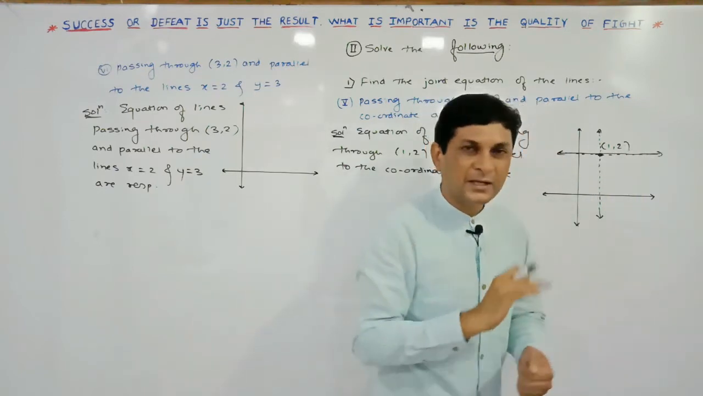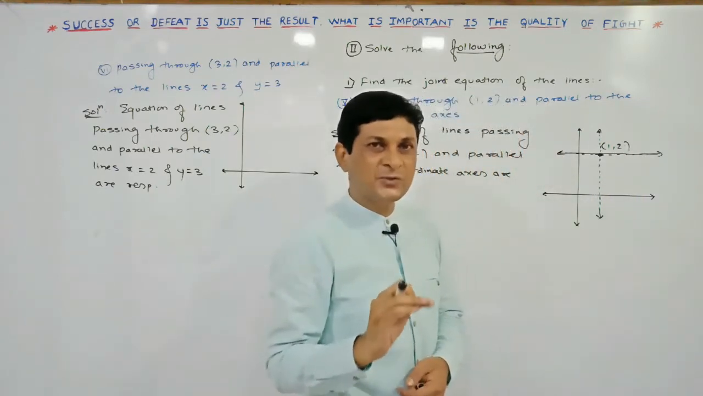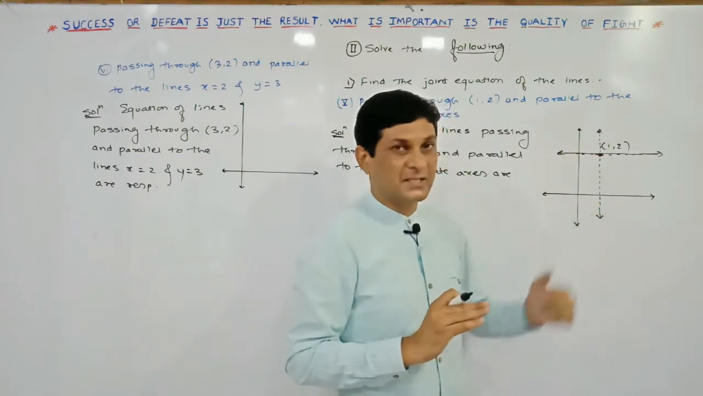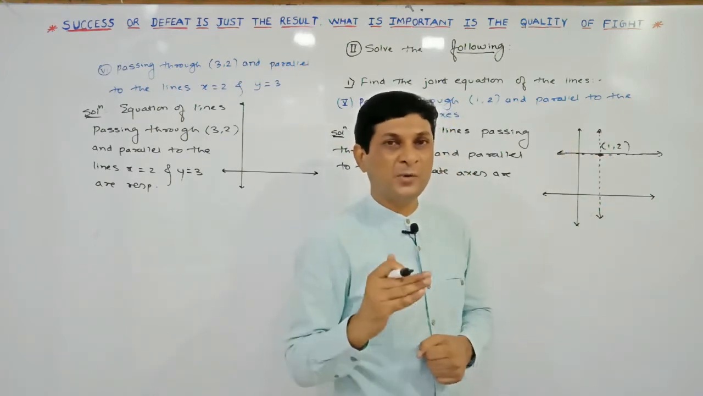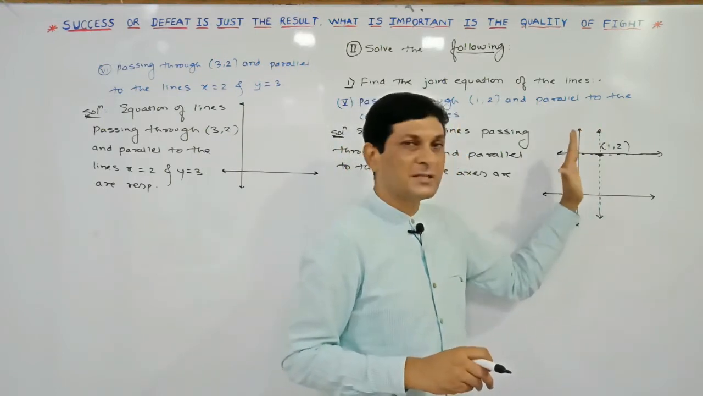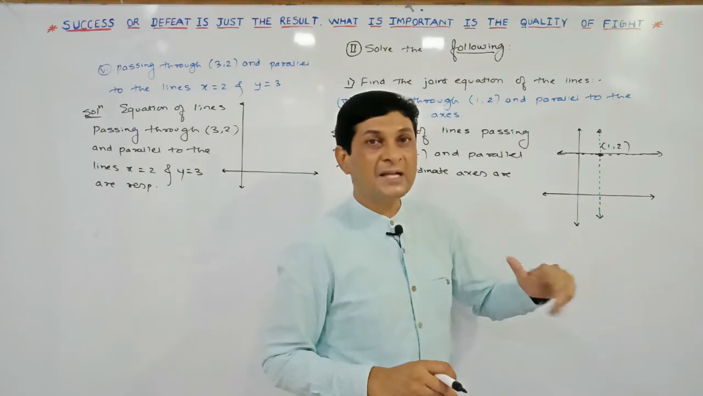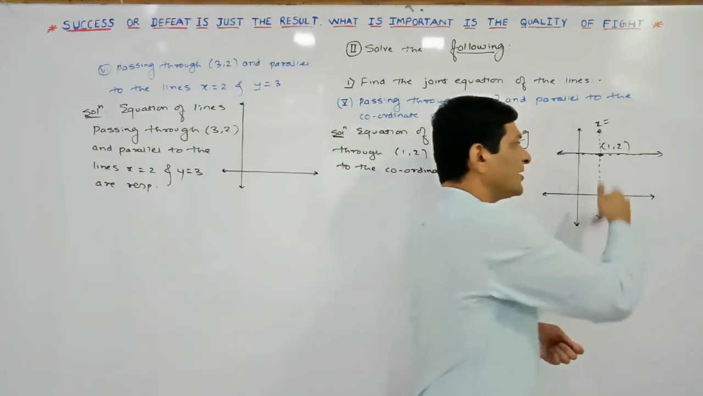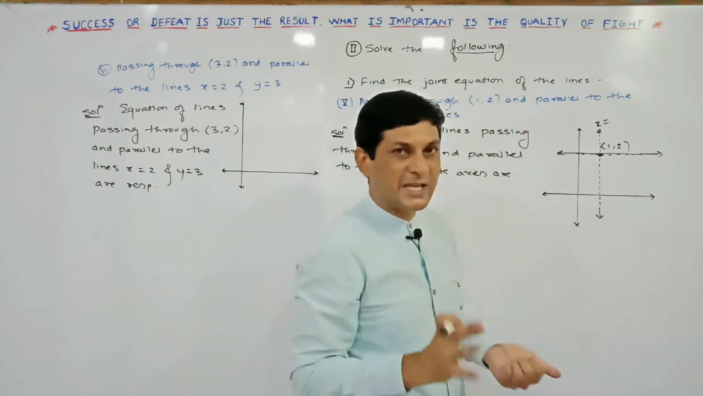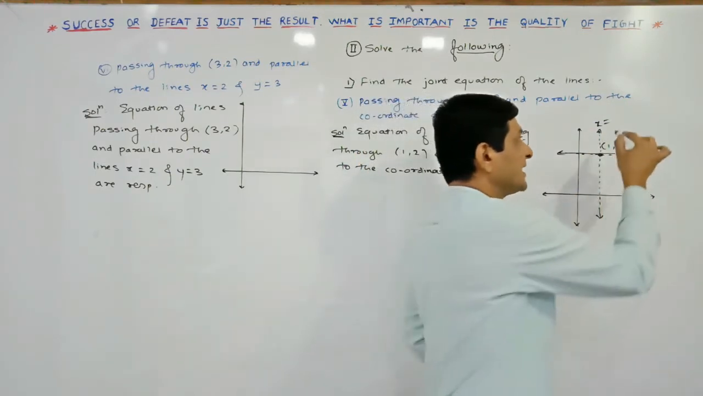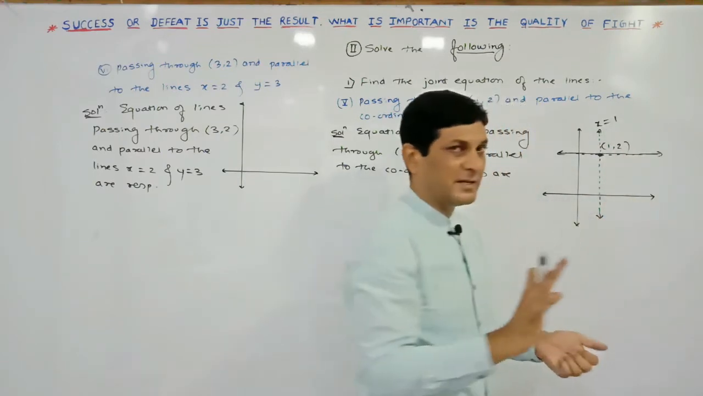X-axis. Okay, now we know that if a line passes through one point and is parallel to the y-axis, at that time its equation is in the form of x is equal to constant. Means if a line is parallel to the y-axis, at that time its equation is what? x is equal to constant. x is equal to constant means the x coordinate of all the points on this line are the same. So what is the x coordinate of this point? 1. So here we can say that this constant is equal to 1.